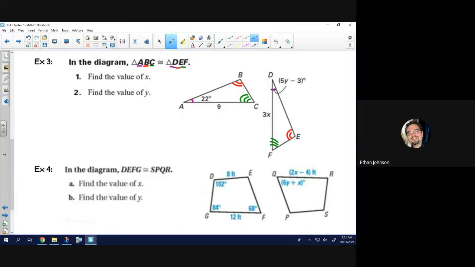The first one says find the value of X. Looking at the problem, I see X as part of a side length. On the second triangle, it goes from D to F, single arc to triple arc. What matches with it on the other one, single arc to triple arc, is AC. So I know 3X has to equal 9. We'll divide both sides by 3. X equals 3.